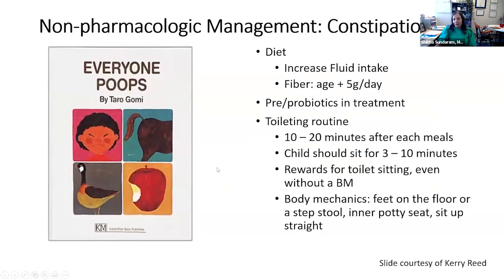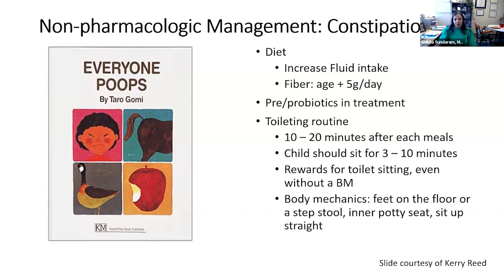I hope everyone is familiar with this fabulous book called Everyone Poops. Again, as a gastroenterologist, it's one of our favorites. But the truth is that we can, over time, get everybody pooping and pooping appropriately.